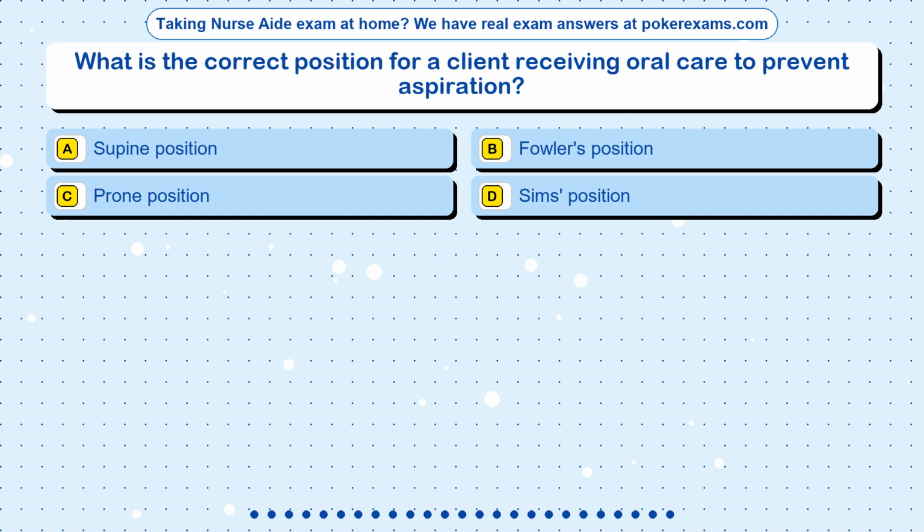Question 7. What is the correct position for a client receiving oral care to prevent aspiration? Option A, supine position. Option B, Fowler's position. Option C, prone position. Option D, Sims position.